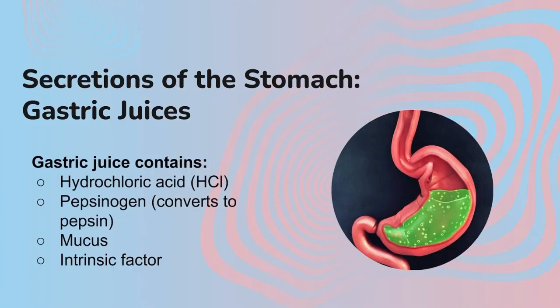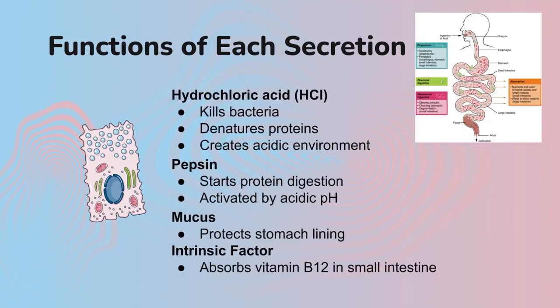Secretions of the stomach, which are gastric juices. So the gastric juices contain hydrochloric acid, which also stands for HCl, pepsinogen, which converts to pepsin, mucus, and intrinsic factor. So let's look at the functions of each secretion.